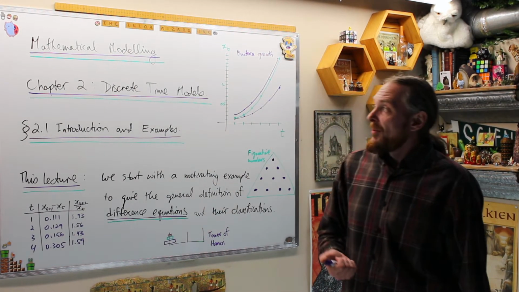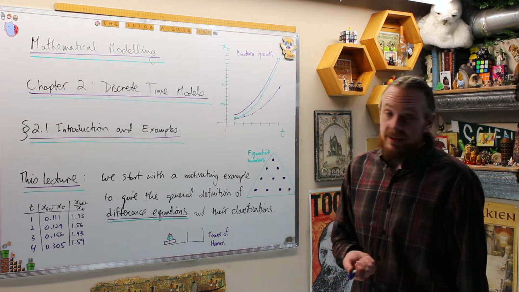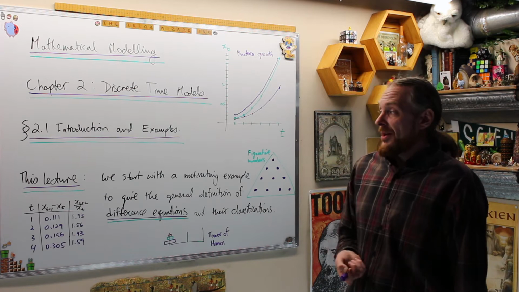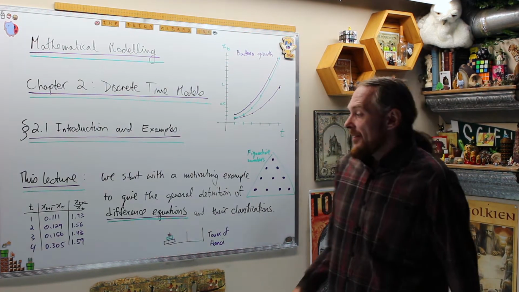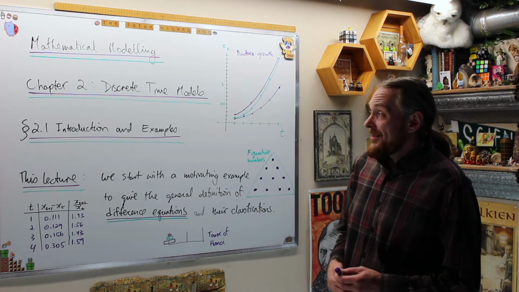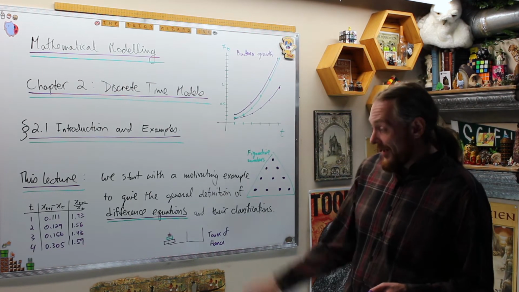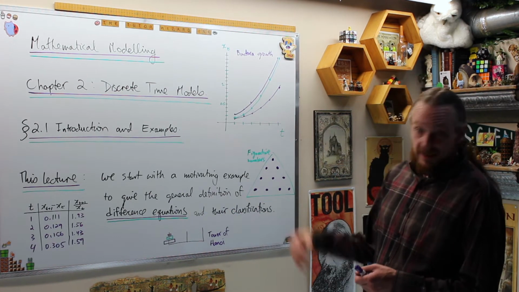We're doing mathematical modeling. Chapter 2 is going to be discrete time models. Specifically, section 2.1 is going to be introduction and examples. This lecture, we're going to start with some motivating examples to see how to analyze discrete time models, and in particular, what a difference equation is and their classifications.